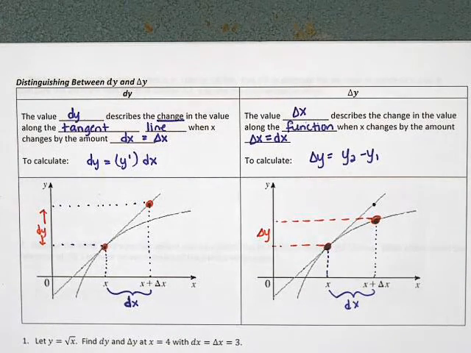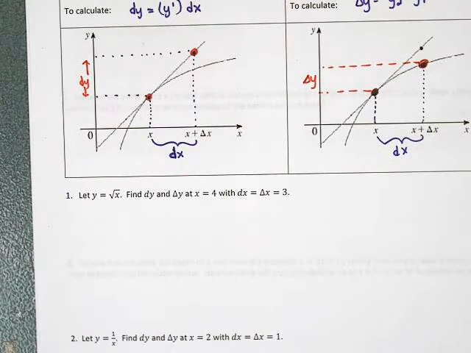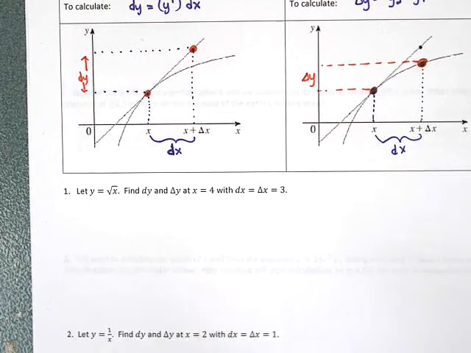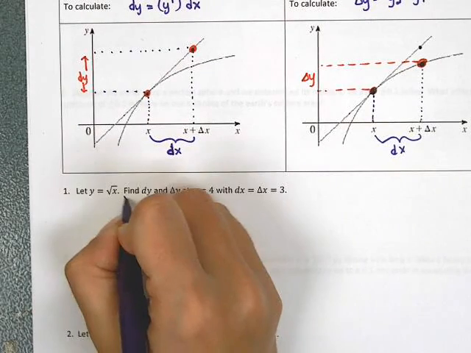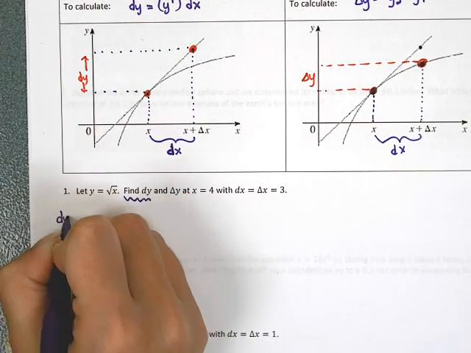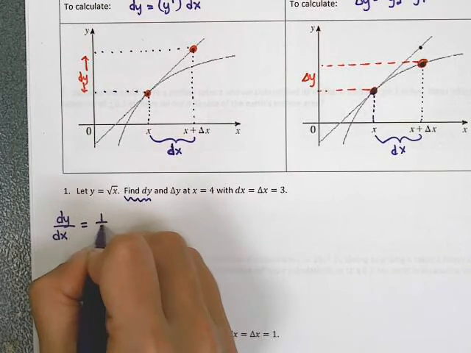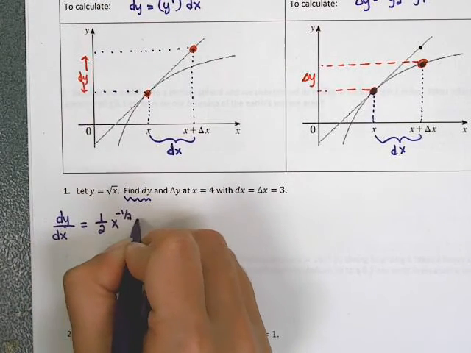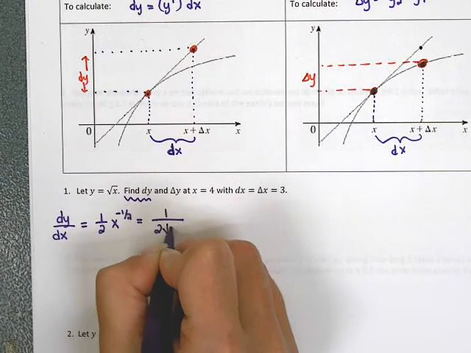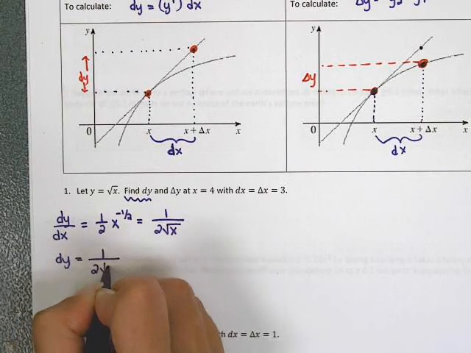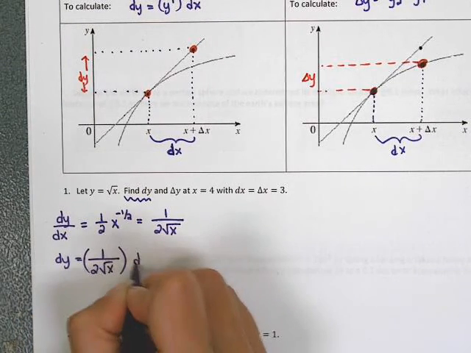So how do you calculate these things? Let's let y be the square root of x. Find both dy and delta y when x is 4, and dx and delta x are both 3. Let's start with dy because that's first. To find dy we need to find the derivative. So I'm going to think about square root of x as being x to the 1/2. I'm going to have 1/2 x to the negative 1/2, which is 1 over 2 times the square root of x, which means dy would be 1 over 2 times the square root of x times dx.